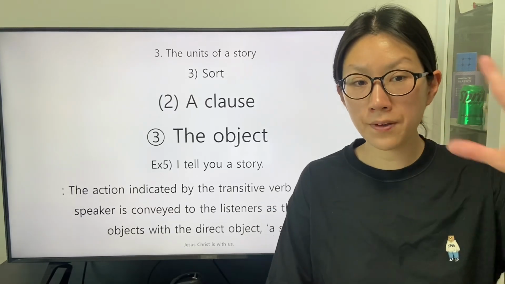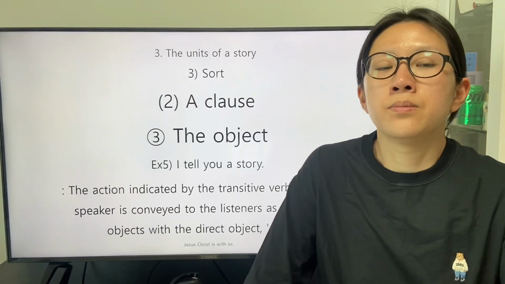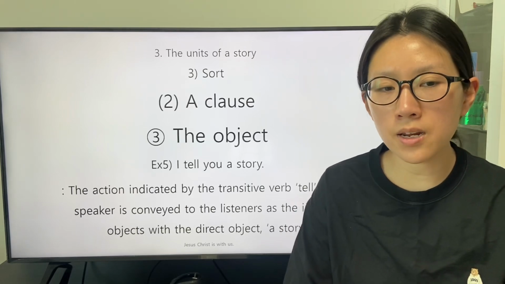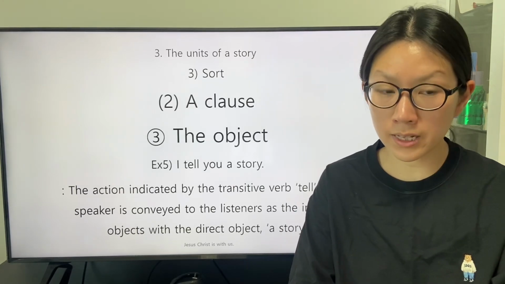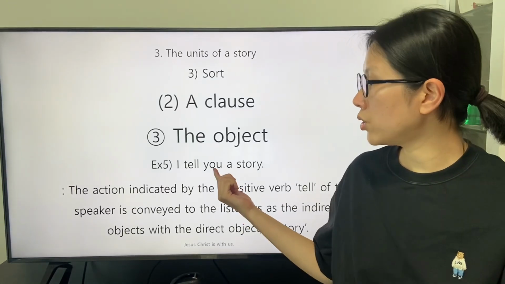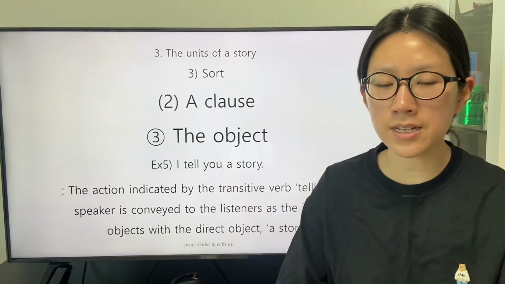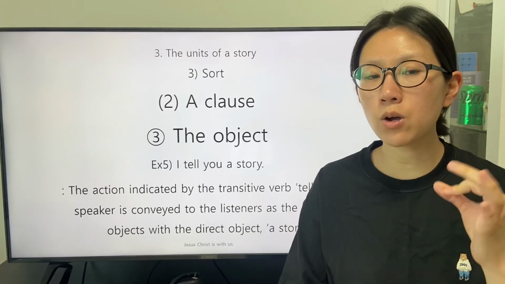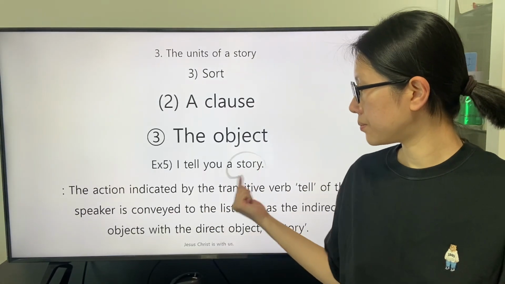There is the fifth clause. I tell you a story. The action indicated by the transitive verb tell of the speaker is conveyed to the listeners as the indirect object with the direct object a story.